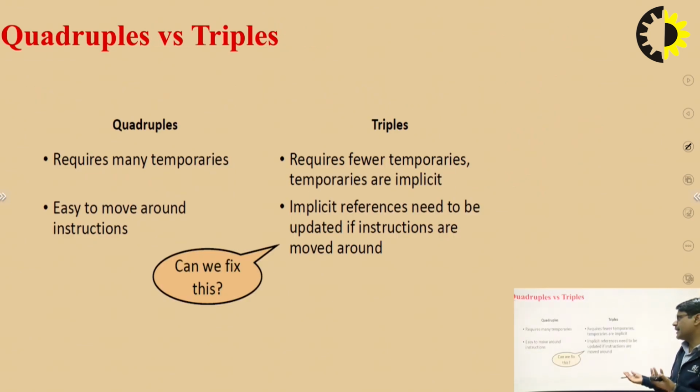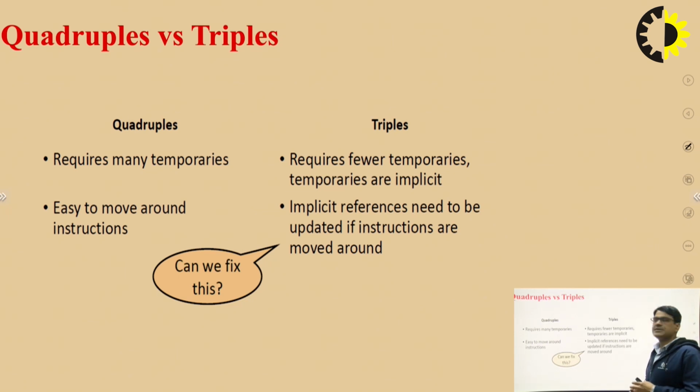Now if you are comparing, I have already told you that quadruples require many temporaries because you have to store these intermediate values also if you need them for calculations. Triples require fewer temporaries. Temporaries are implicit. Why is it implicit? Because that pointer variable is only used to compute that value and at that time store this value for that purpose. But after that, when this calculation has already been done, the particular value is released and that pointer value is also released.